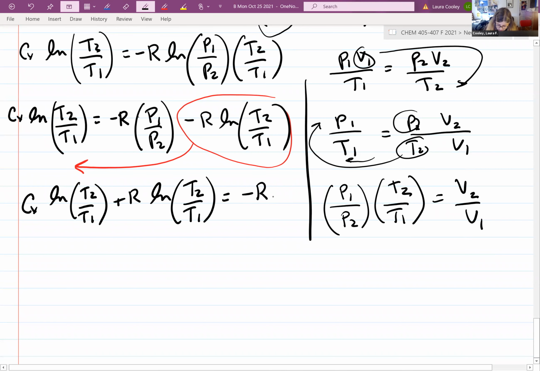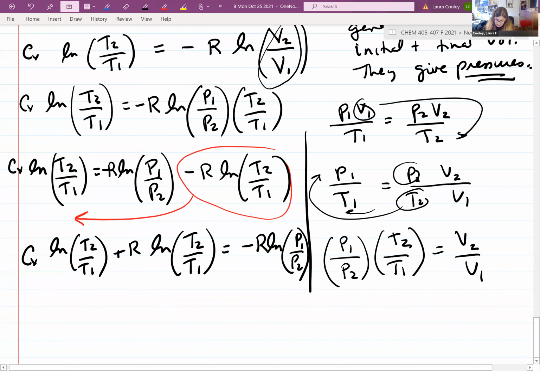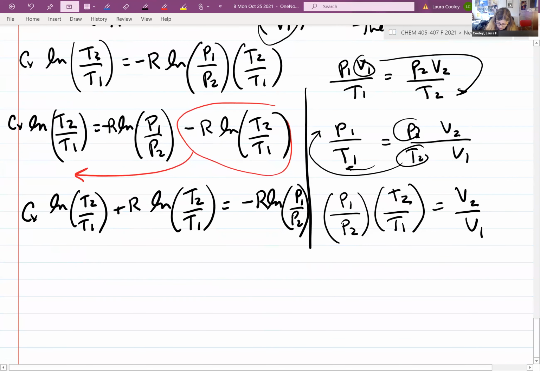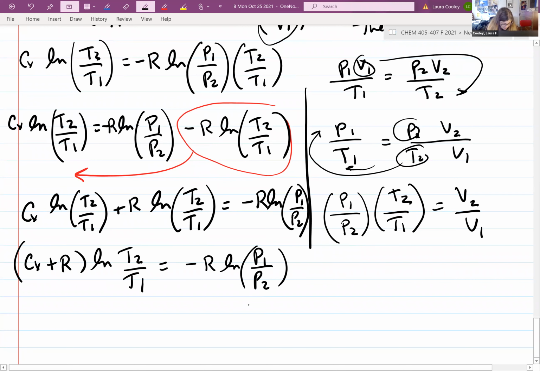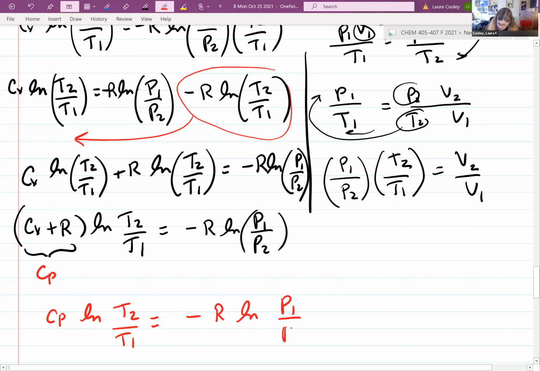And when I do that, I get CV log T2 over T1 plus R log T2 over T1 equals minus R. What, did I forget the log here? I did. Okay. And look at this. This is what's nice, now I can factor out this CV plus R. And now I know that's CP, because we just worked with that. So I have CP log T2 over T1 is minus R log P1 over P2.